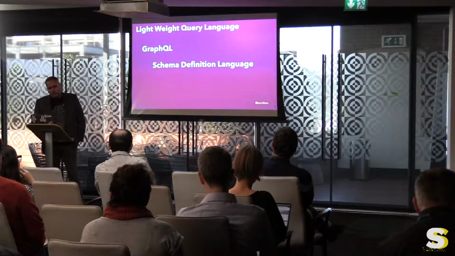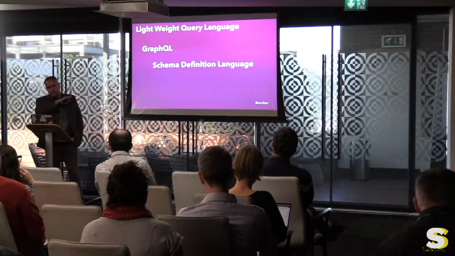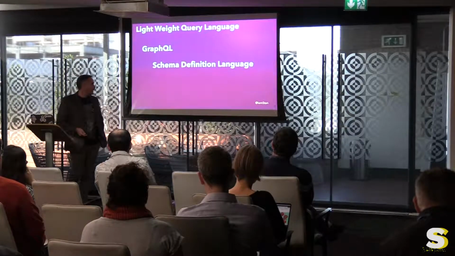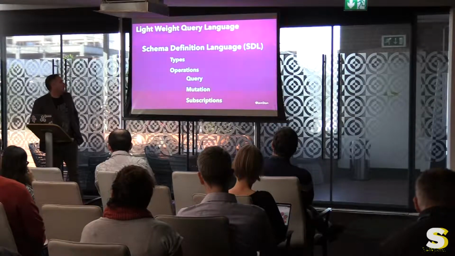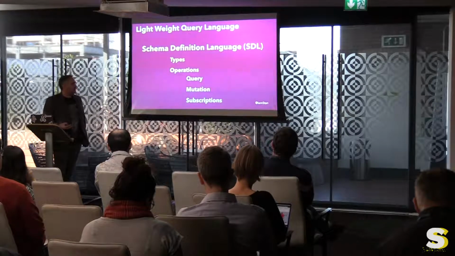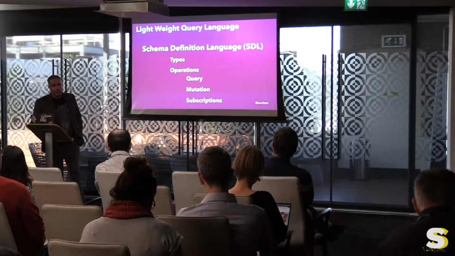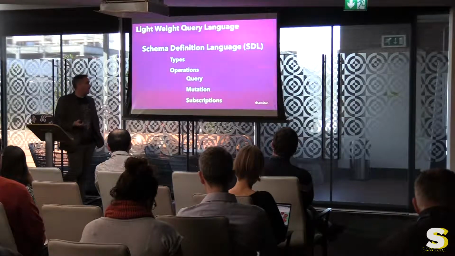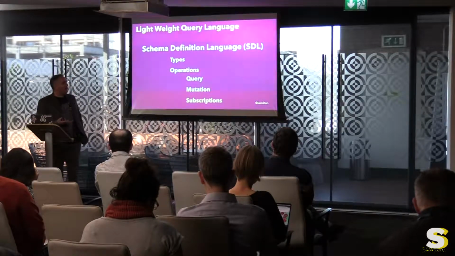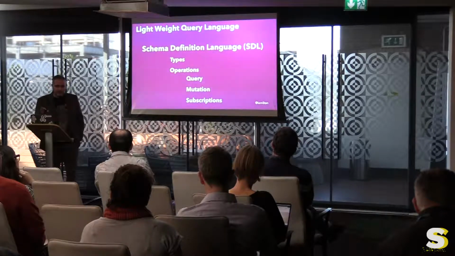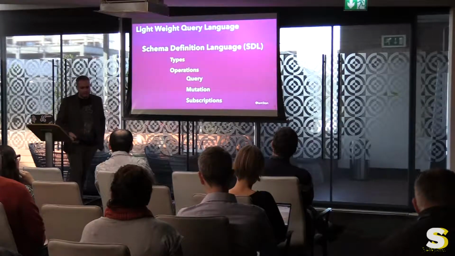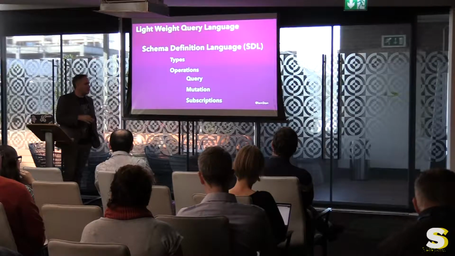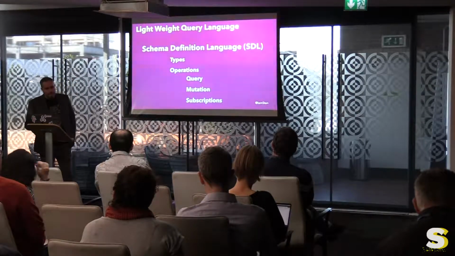So the GraphQL language is internally referred to as the schema definition language. That's the language that is used to define the types, and it's the language you use to define your operations. So schema definition language consists of types and operations, and the operations can be query, mutation, or subscription. In reality, everything's a type in GraphQL. A query is a type, a mutation is a type, a subscription is a type. You have special types, essentially. But these are the three operation types.